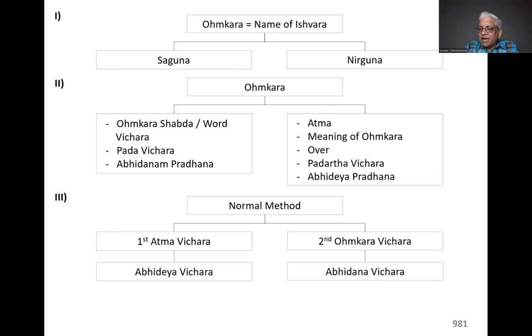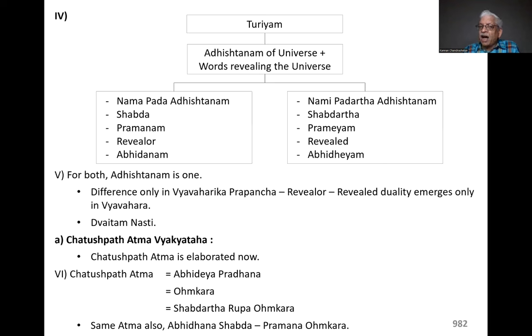Now, whenever we study the meaning of Omkara, it is called as Abhideya Pradhanam. These are two technical words used by Shankaracharya. Whenever we are analyzing the word, there are two things we are talking about. One is the meaning of the word, another is the alphabet. Pada vichara and the meaning vichara. Pada vichara is called as abhidanam. Atma vichara, when you say, it is the meaning of Omkara. When we say pada vichara, it is abhidana vichara. These are technical terms, you don't have to bother, but this is the way Shankaracharya presents it.